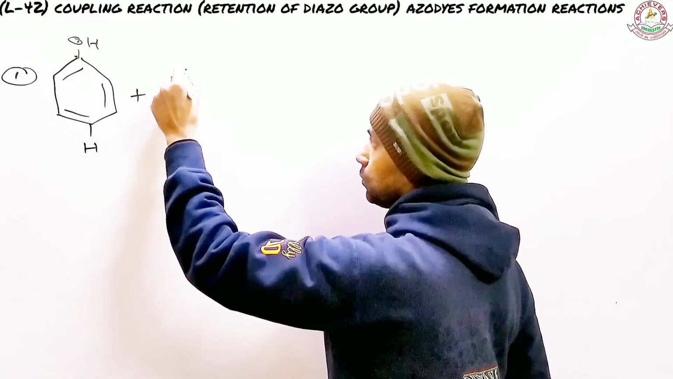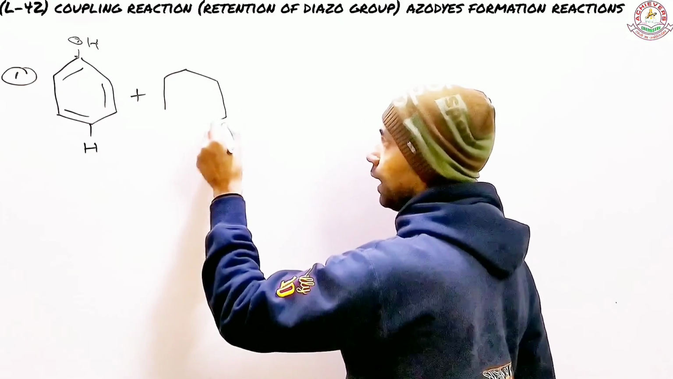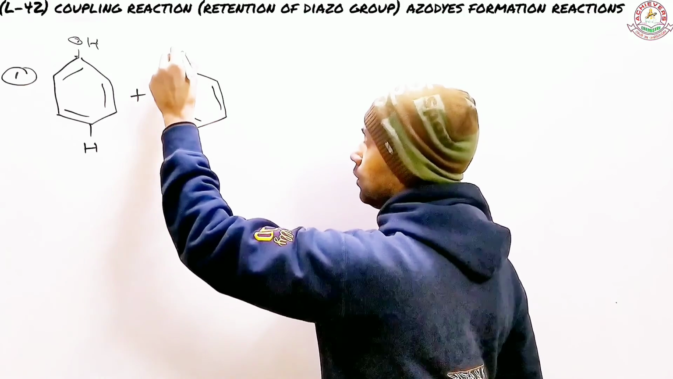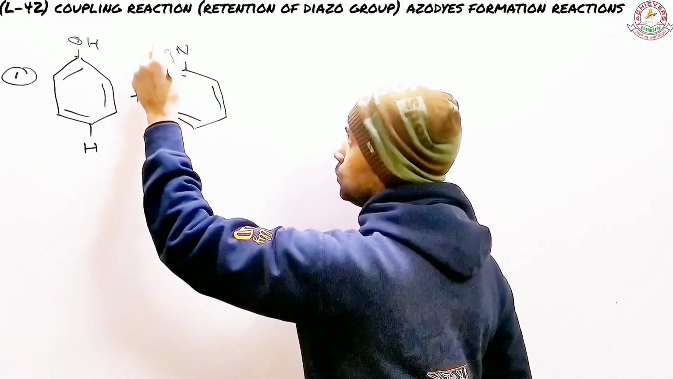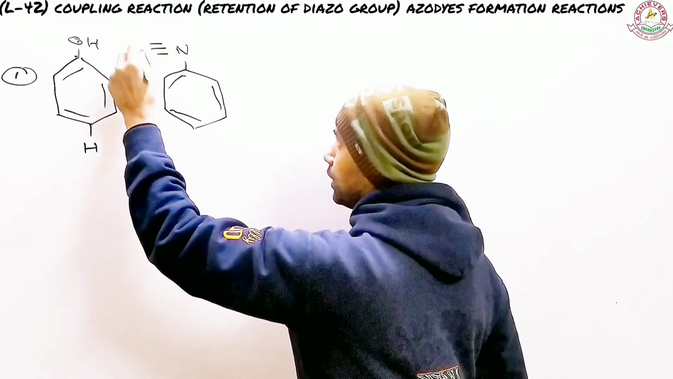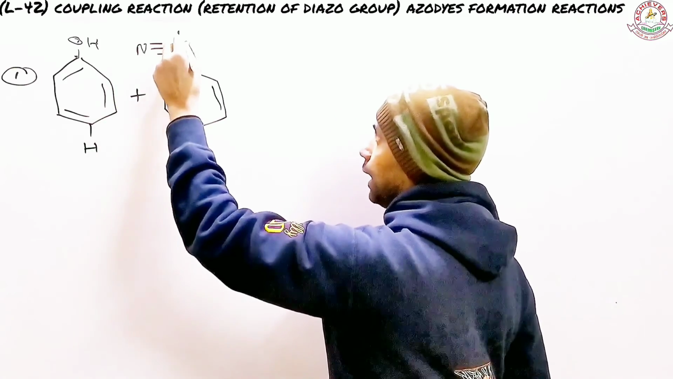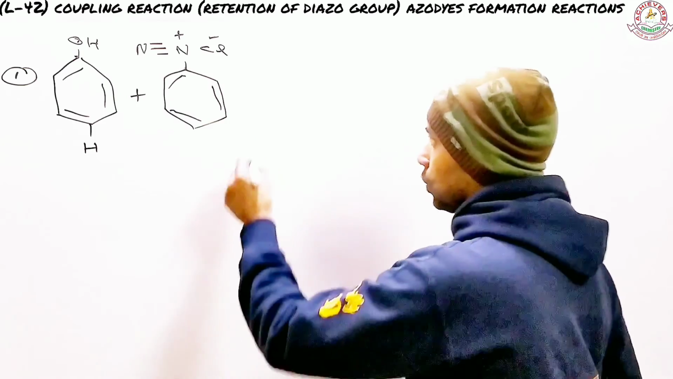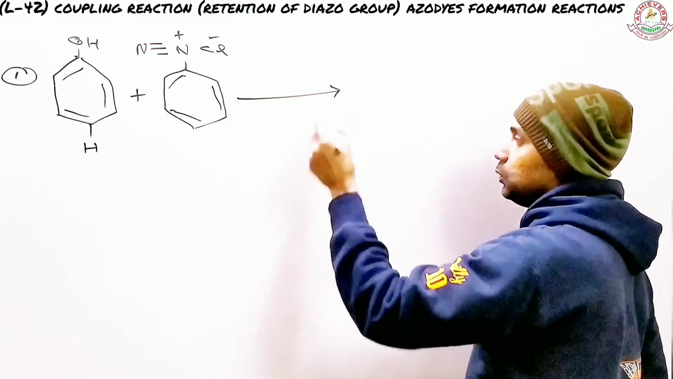So what next do you need to take? You have to take your diazonium salt. And there you have your diazonium salt. This is your N here, and you have a triple bond with another N, and along with that you have a positive charge, and chlorine is out there with the negative. So these are the two reactants we'll be using.